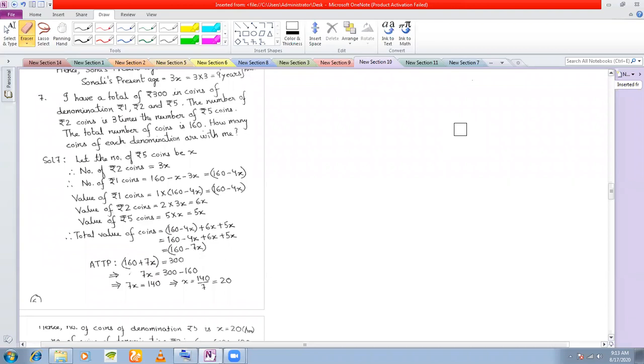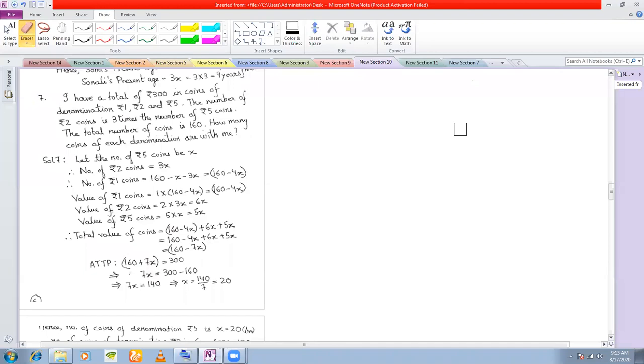The total number of coins is 160. Sorry, I have 300 rupees actually in my pocket, not the number of coins. The total number of coins is 160. So the total number of coins, whatever, 1 rupee coin, 2 rupee coin, 5 rupee coins, when I count them, comes out to be 160 coins. 160 pieces of coins. How many coins of each denomination are with me?